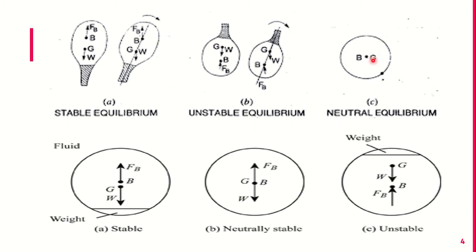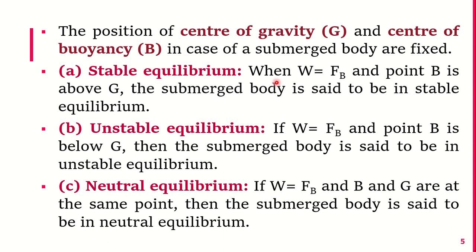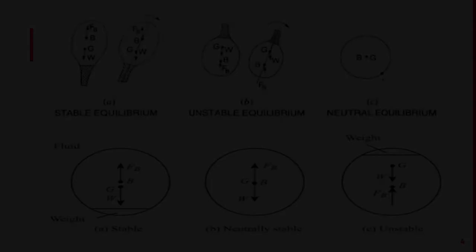And if your B and G are at the same place, at a single point, they act at one point only, then it is called neutral equilibrium. Alright, so that's what I've told. When W equals FB and the point B is above G, then it is stable. If it is below G, it is unstable. If they are at the same place, it's neutral.